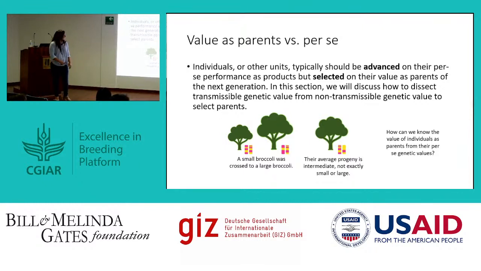That's just a joke. So individuals should usually be advanced on their per se performance as products, but they should be selected on their values as parents of the next generation. So in this section, we're going to discuss how to dissect that transmissible portion from the non-transmissible portion. If we cross, again, that small broccoli to a large broccoli, their average progeny is going to be intermediate. It doesn't look exactly like either of the parents, of course. We wouldn't expect it to, but we want to maximize that value.